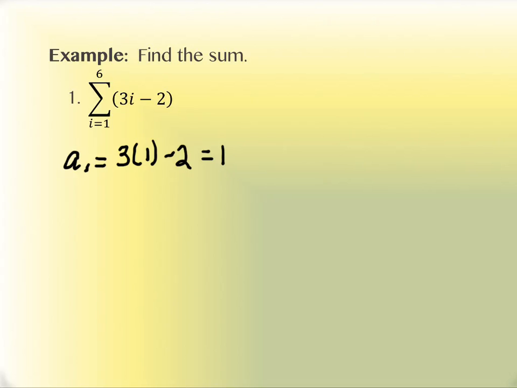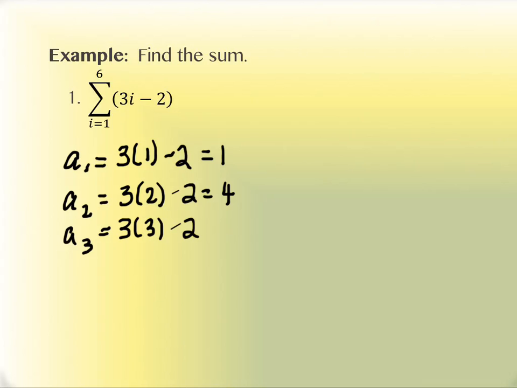All right, let's do A2. Okay, so this is 3 times 2 minus 2, which is 4. We'll do A3, which is 3 times 3 minus 2, which gives me 7. We'll do one more. 3 times 4 minus 2, and that gives me 10. And you could continue, if you'd like, in the same way for A5 and A6.